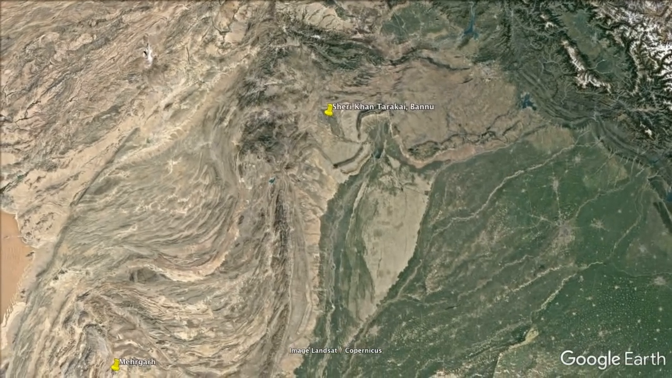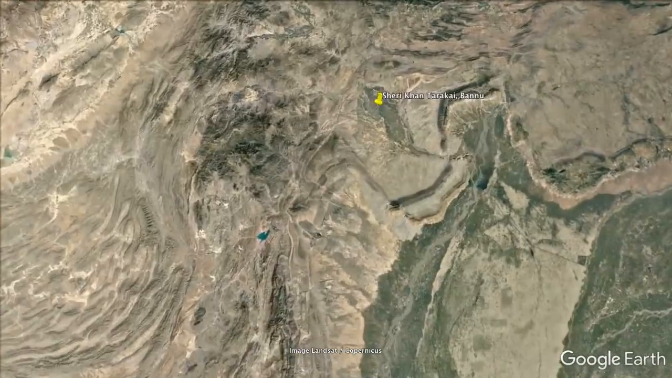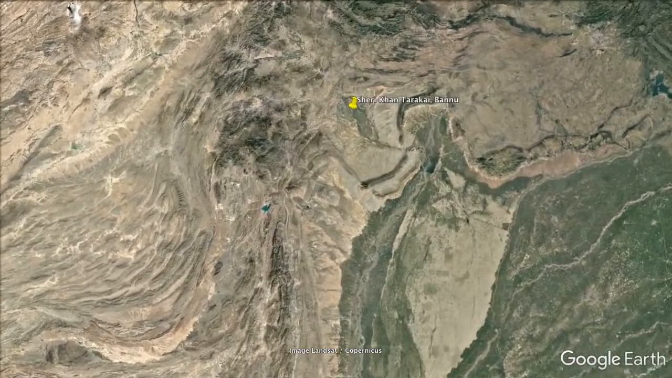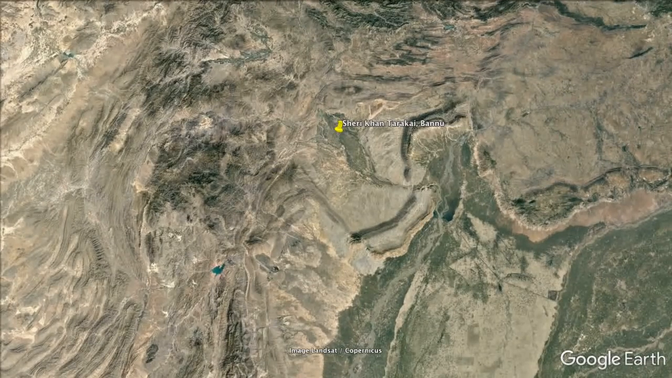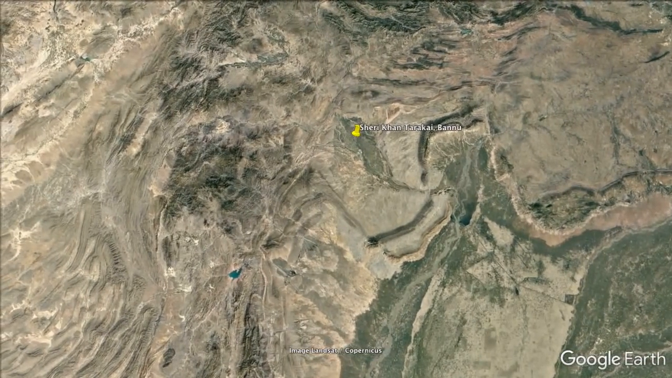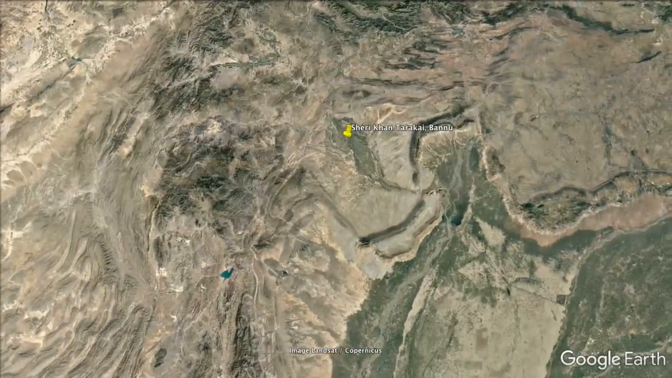Just 200 miles north of Mehrgarh, you have another ancient site in Bannu, which is at the village of Sheri Khan Tarakai, which is again built in a pass, in a mountain pass. So again, you see the importance of mountain passes.